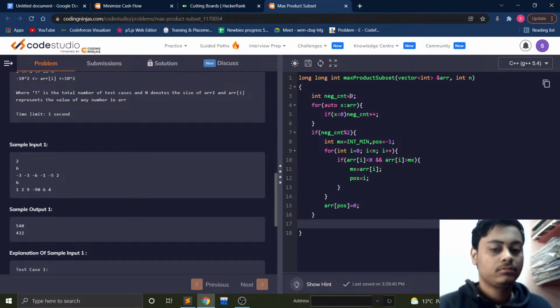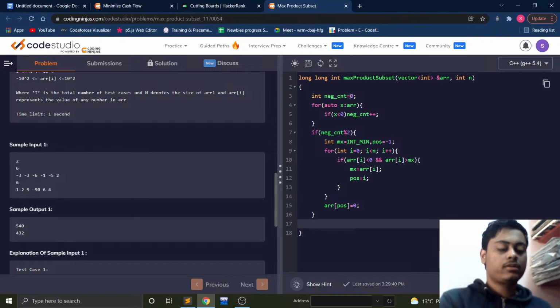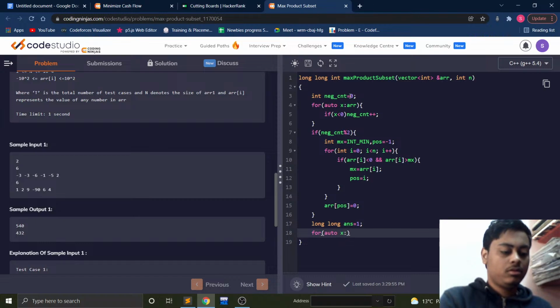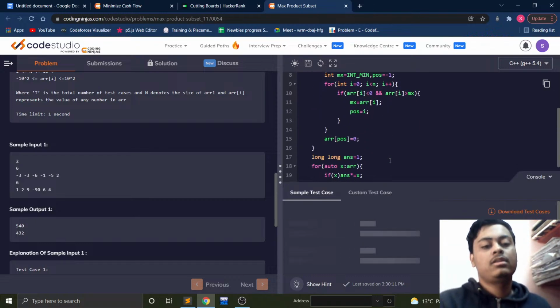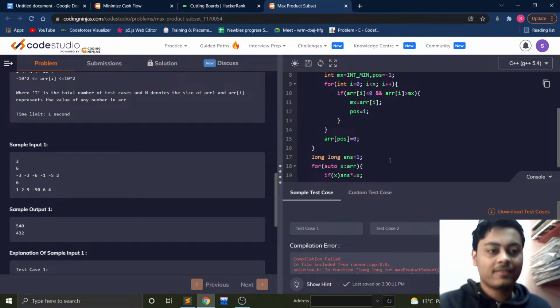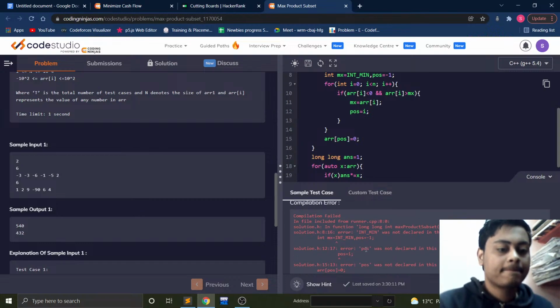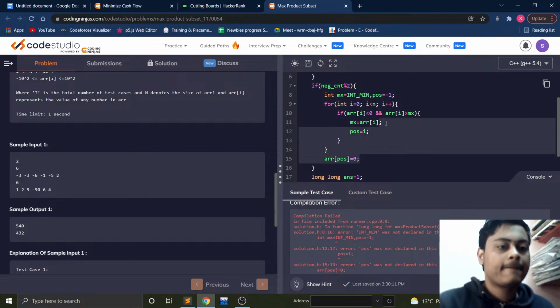Now I don't need to sort as well, just make a long answer equal to 1. For x in array, if x, then answer multiply equal to x, and then just return answer, right? I think this might work, but compilation error. Pos was not declared in the scope.